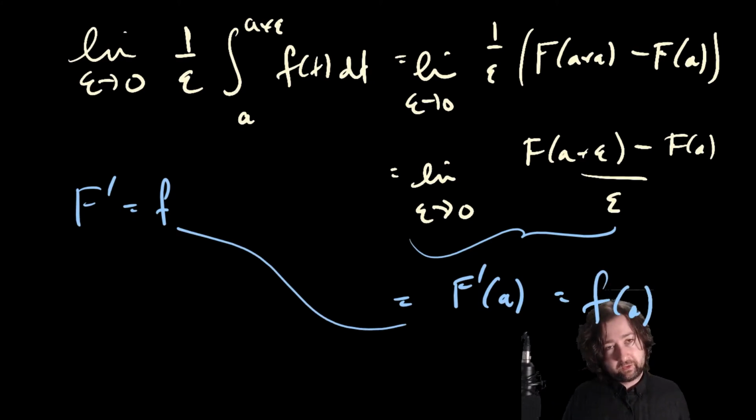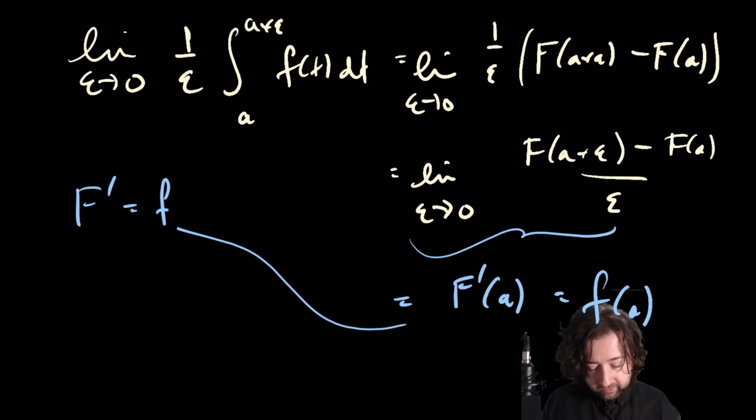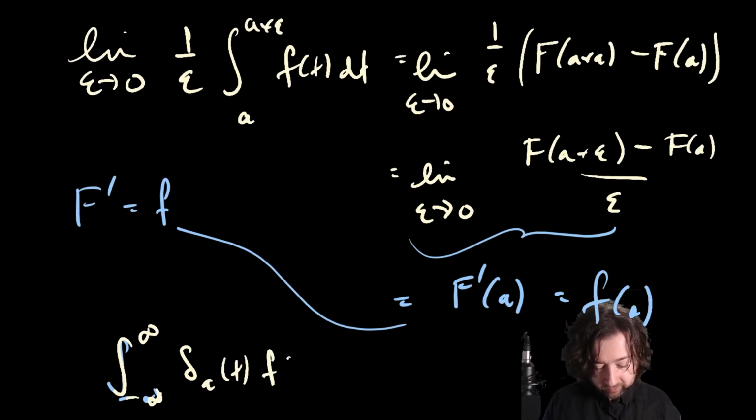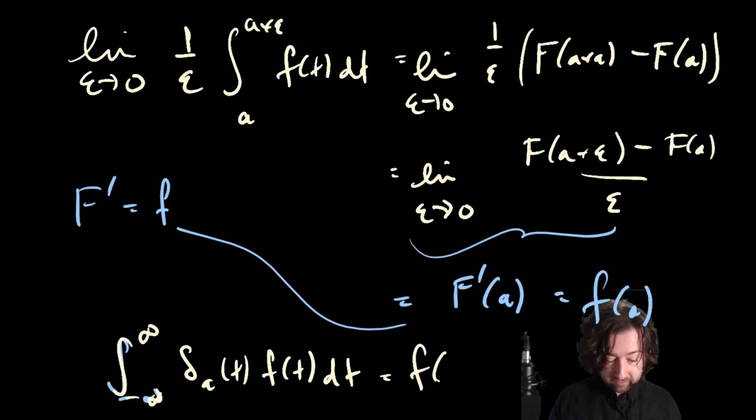So the delta function, when you stick it inside of an integral, evaluates a function at a. The purpose of this entire calculation is that what we've shown is that if I took the integral from minus infinity to infinity of delta a of t, and I multiply it by f of t dt, what falls out of this integral in the end is just f of a.